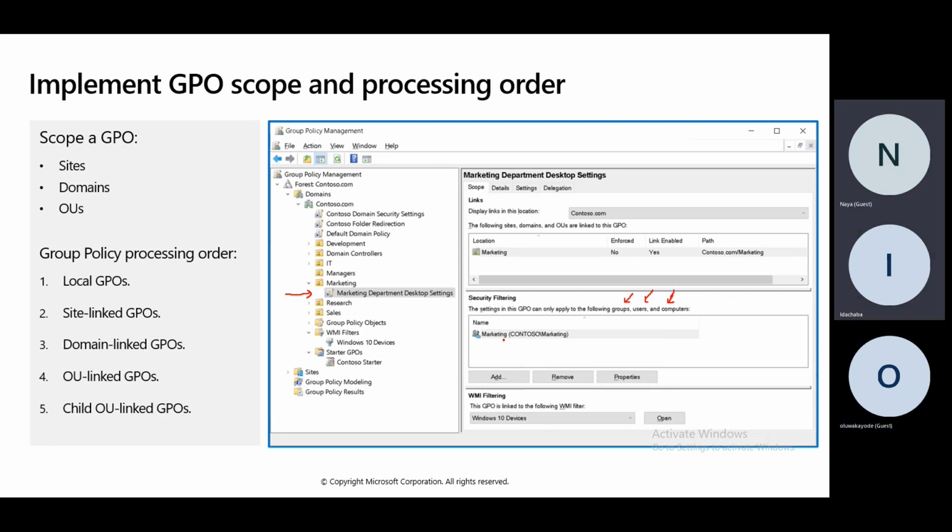Okay. This group, when you see somebody's head, you get the idea. So now it will affect anybody. You get the idea. And then the GPO, this is linked to the following Windows 10 device.